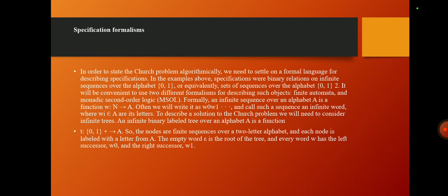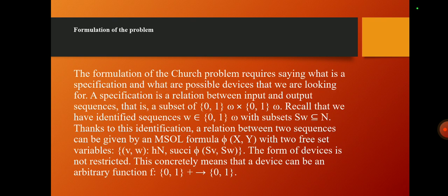So in the examples, a infinite sequence over an alphabet A is a function. Often we will write it as W0, W1 and call such a sequence an infinite word, where Wi belongs to A, or its letters. To describe a solution to the Church problem, we will need to consider infinite trees. An infinite binary labeled tree over an alphabet A is a function. Then the next one is the formulation of the problem.